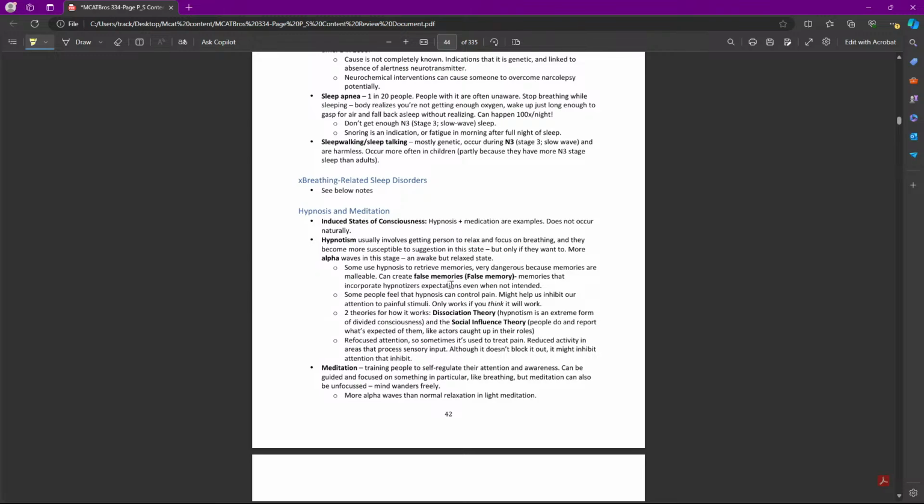Refocus attention, so sometimes it's used to treat pain. Reduce activity in areas that process sensory inputs. Although it doesn't block out, it might inhibit attention.